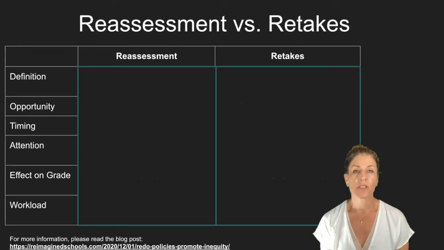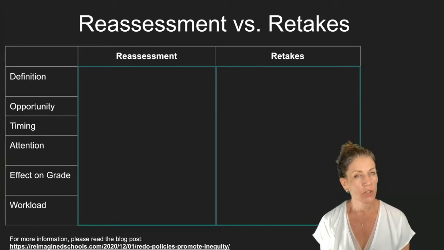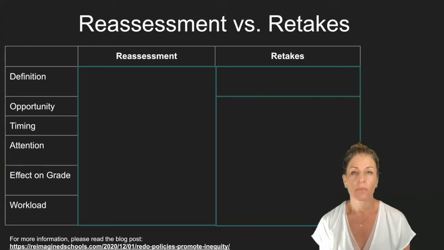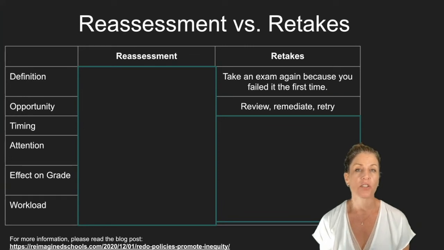There has been a lot of discussion in educational circles over the past 5 years or more regarding reassessment versus retakes. How many chances should a student get to show that they've mastered the material? What strategy works best to move students to success? Let's define these terms before we discuss them. A retake is when you take an exam again because you failed it the first time. The whole premise of a redo is to provide students an additional opportunity on the same or a similar summative assessment in order to show improvement in their knowledge base and raise their score.